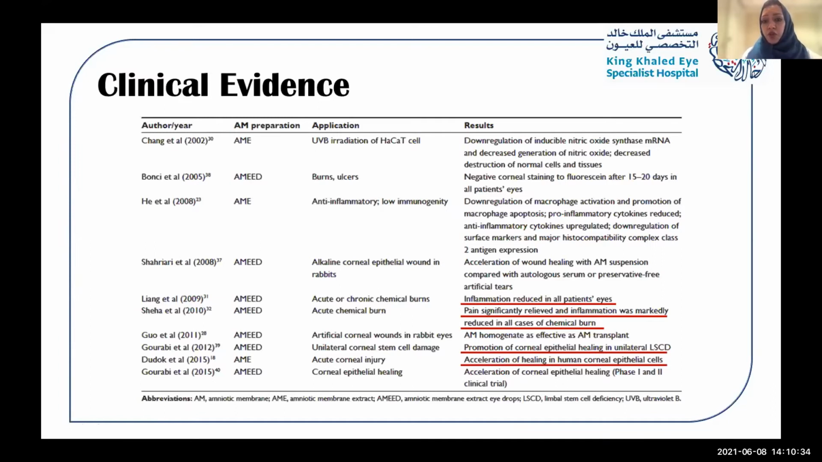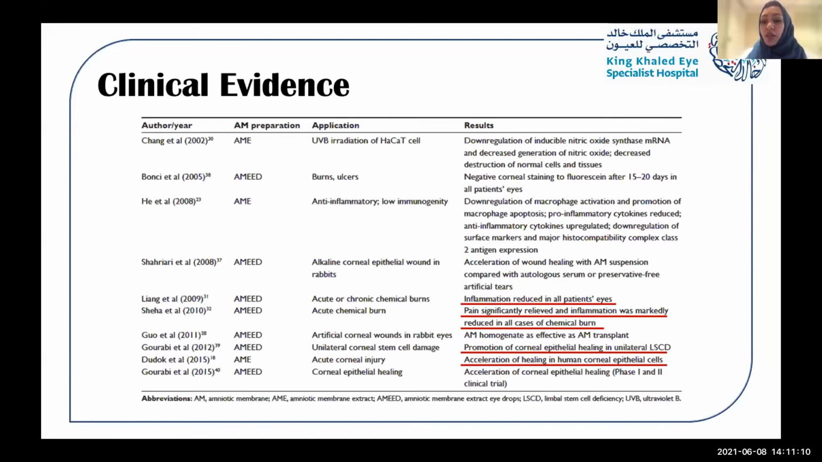In this review of literature, we found so many studies talking about the benefits of the amniotic membrane eye extract drops. They reduced the inflammation due to the properties that I mentioned earlier, their interleukin mediation properties. They reduced the pain and significantly the symptoms of the patients, especially in cases of chemical burn, as found by Shiha et al. They promoted the corneal epithelial healing, which is the most important thing.